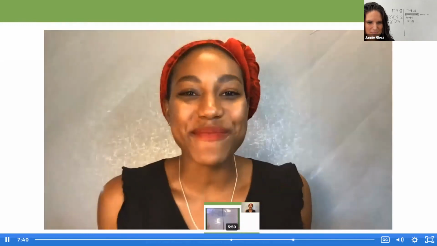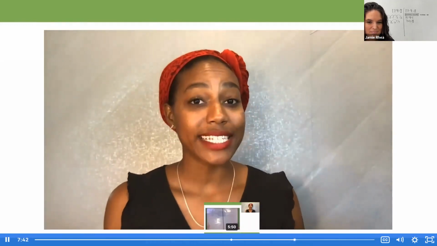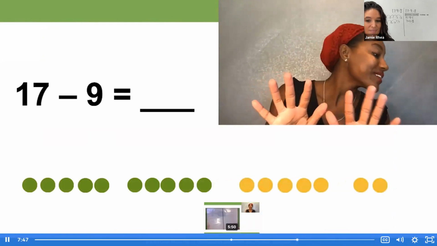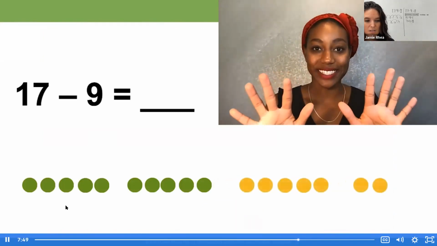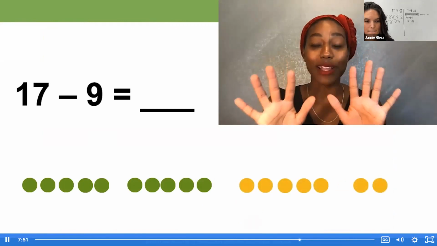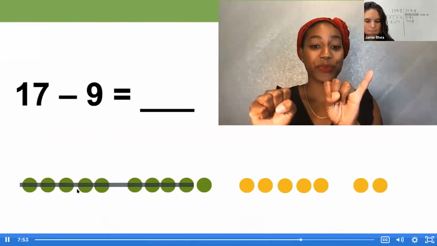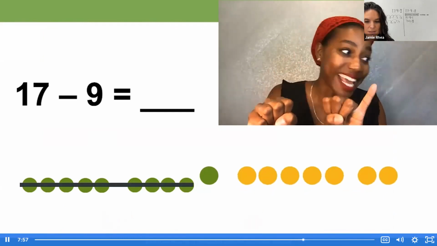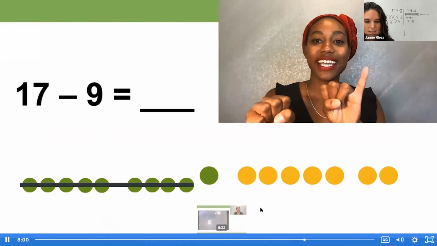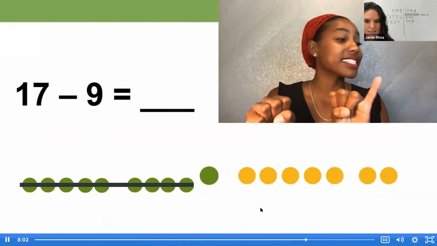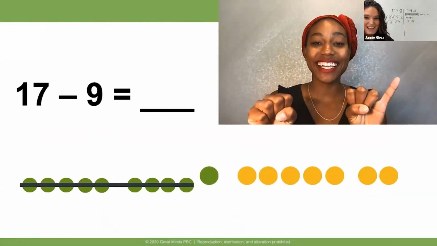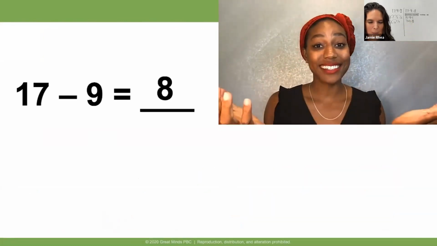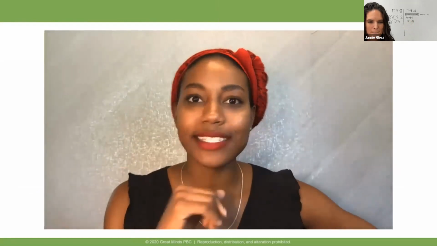Welcome back, mathematicians. Did you solve like this? I have 10 real fingers and 7 imaginary fingers. See at the bottom here? Here's our dots. I'm going to take 9 all at once. Ready? Whoop. I have 1 real finger and 7 imaginary fingers. 1 and 7 is 8. That's all we got. So I know 17 minus 9 is 8. That was much quicker to solve that time than the count on.